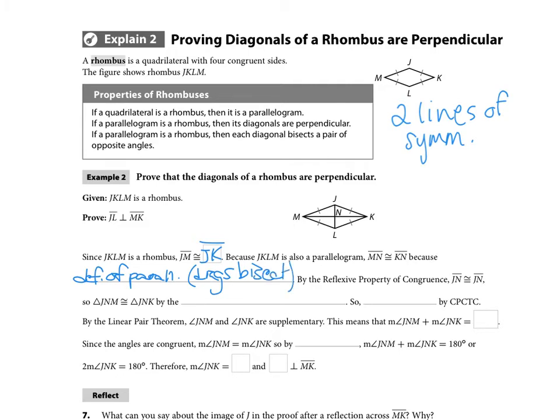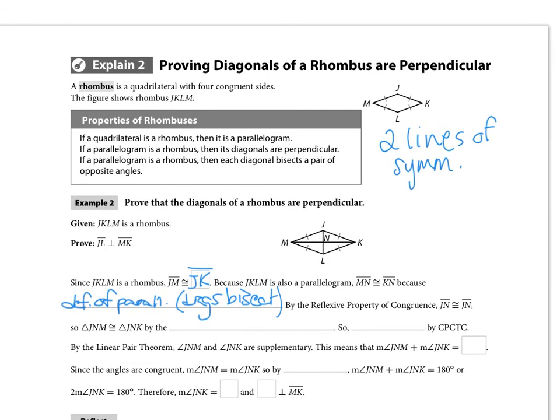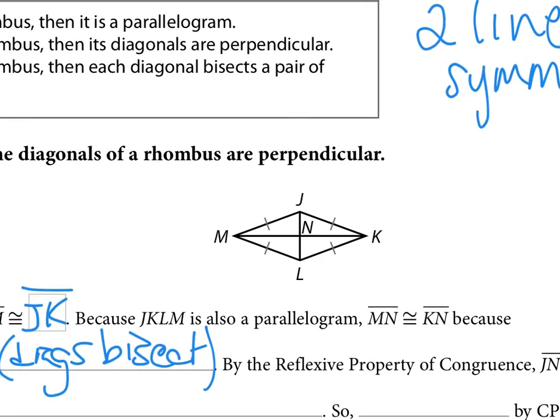So by the reflexive property next, we can say that JN is congruent to itself. So what we have here in this diagram, if we zoom in, what we've just marked is that, of course, we know JM and JK are the same, and we've got this right here going on, that reflexive property, and we also know that because it's a parallelogram, it is bisecting its own diagonal there.